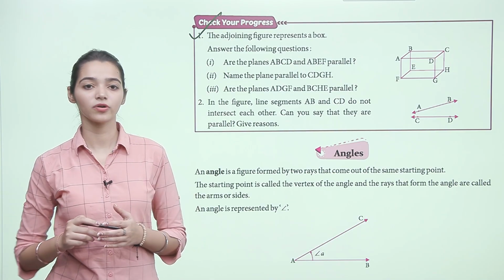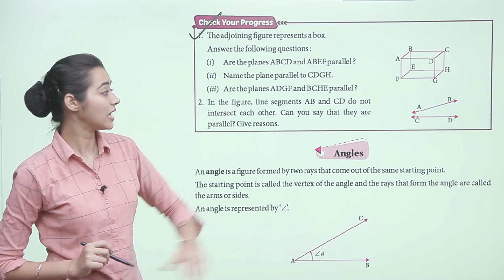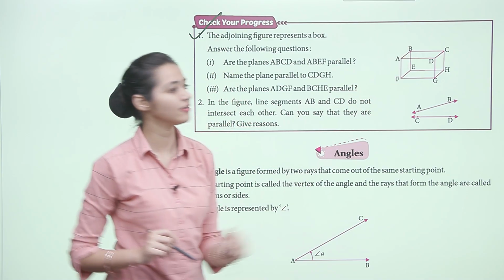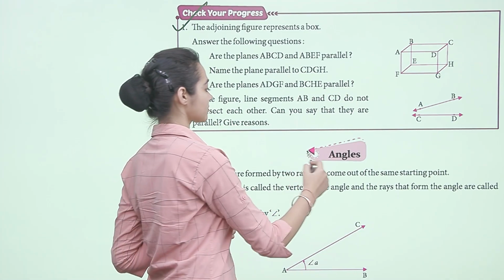Let's start with check your progress. The adjoining figure represents a box. Here you have to answer the following question. Are the planes ABCD and ABEF parallel? Yes. That's how you can complete the remaining part.